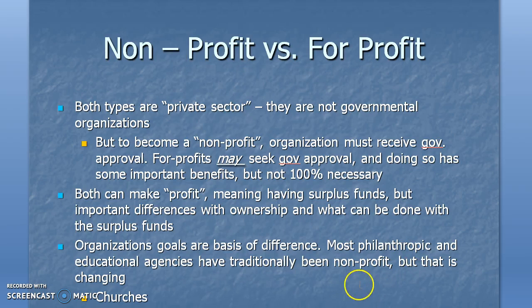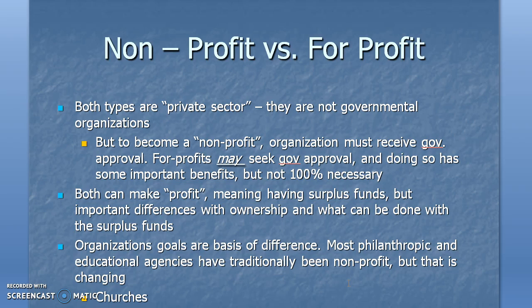Next slide. Now, what we're spending a lot of time with are what we would call private sector organizations. And there are two big types, nonprofit organizations and for-profit. Again, both types are private sector. They're not governmental organizations. But often to become a nonprofit, an organization must receive some sort of governmental approval. So in other words, to achieve the auspice of a nonprofit organization, you must seek the approval of government in some way.